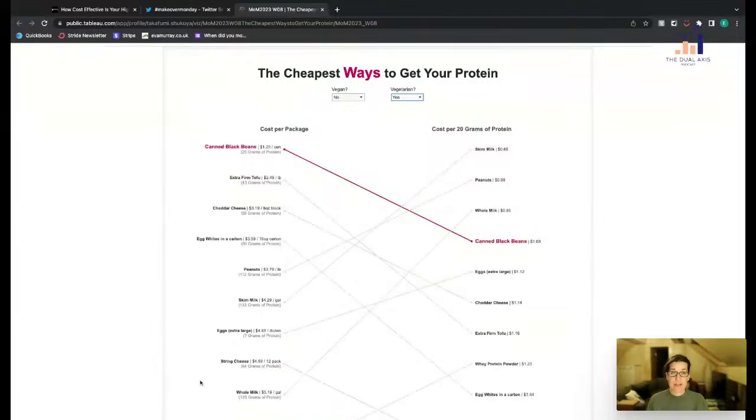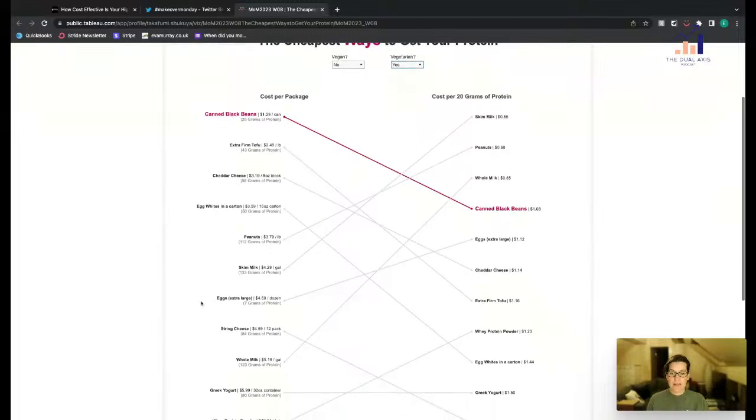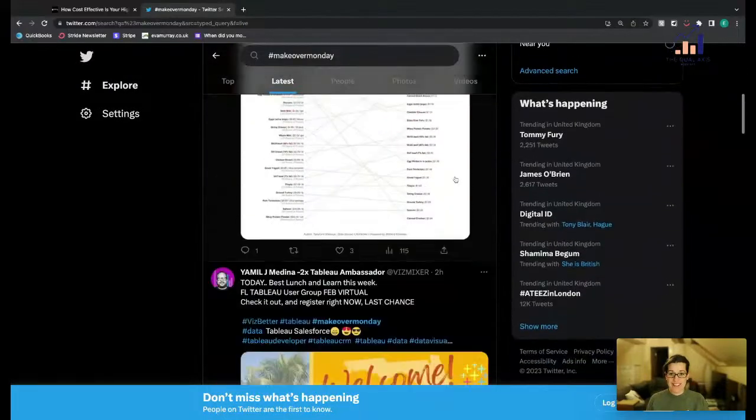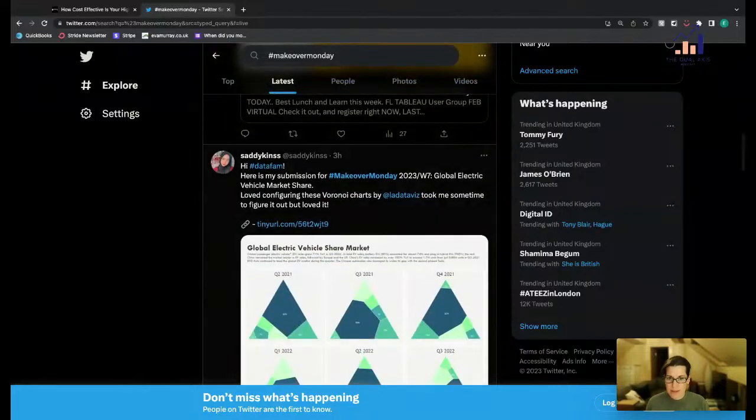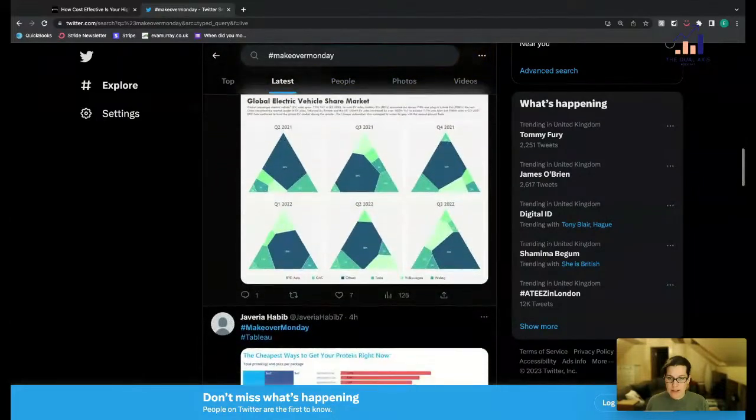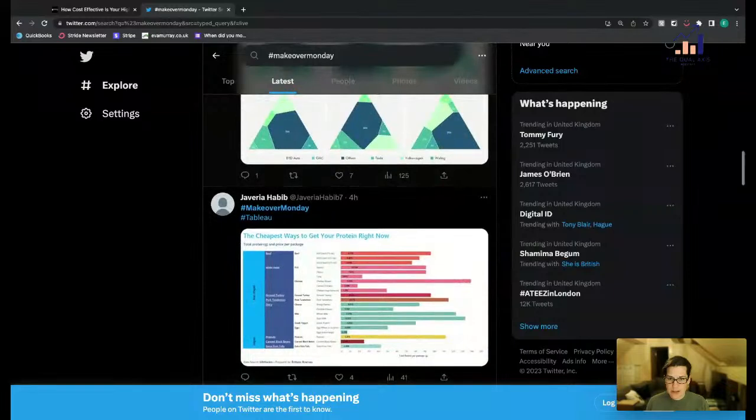String cheese, that cracks me up. I've known of string cheese for a few years now, but that is a very American product. I've never seen it anywhere else, which also doesn't necessarily mean anything because I don't eat cheese. But let's have a look. We have, okay, this is not a Tableau one, maker one day. This is a different topic.